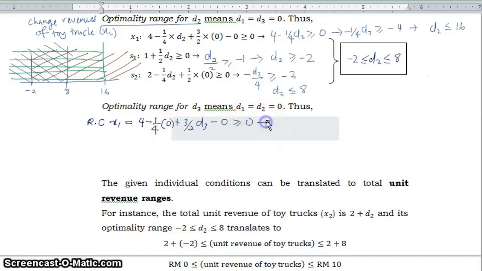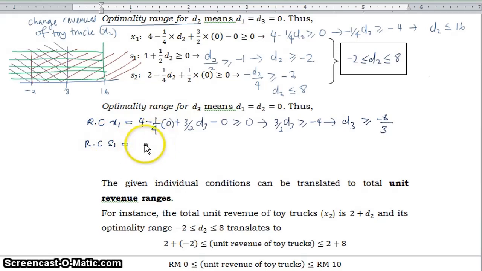And this reduced cost must be greater than or equal to 0. We rearrange this, we get 3 over 2 D3 is greater than or equal to -4. Then we get D3 is greater than or equal to -8 over 3. Next, move to the reduced cost of S1. From the equation, we know that D2 is 0. Therefore, we get 1, where 1 is always greater than 0.